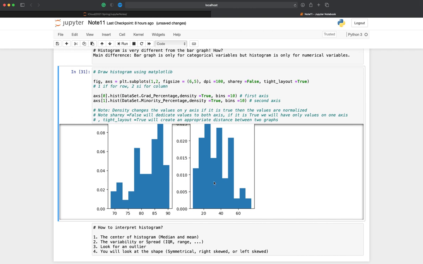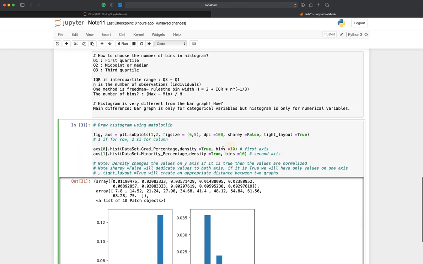So what do we need this for? If I know a graph is right skewed, it means the highest frequency happens on the left side of the graph. It means the percent of minority percentage is around this value for most of the states, and there are a few states that have a higher minority percentage, just maybe one or two states.